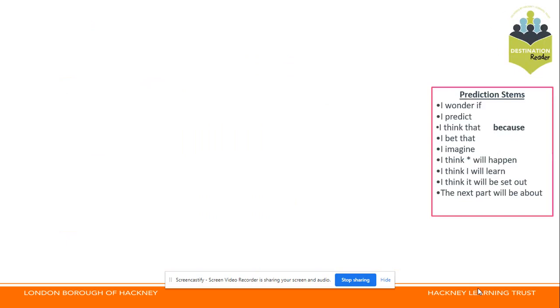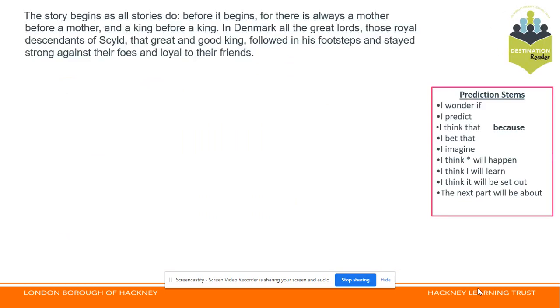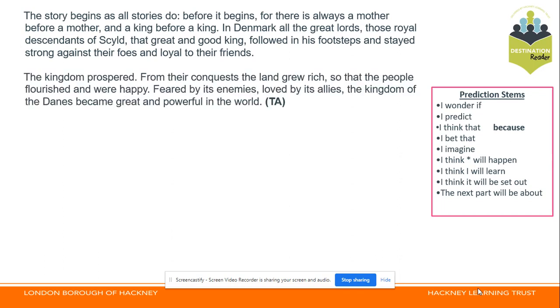Okay, so let's move on to our story. The story begins as all stories do, before it begins, for there is always a mother before a mother, and a king before a king. In Denmark, all the great lords, those royal descendants of Sid, and that great and good king, followed in his footsteps and stayed strong against their foes and loyal to their friends. The kingdom prospered. From their conquests, the land grew rich, so that the people flourished and were happy. Feared by its enemies, loved by its allies, the kingdom of the Danes became great and powerful in the world.